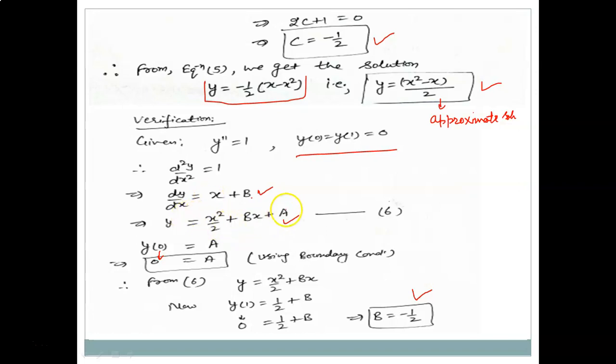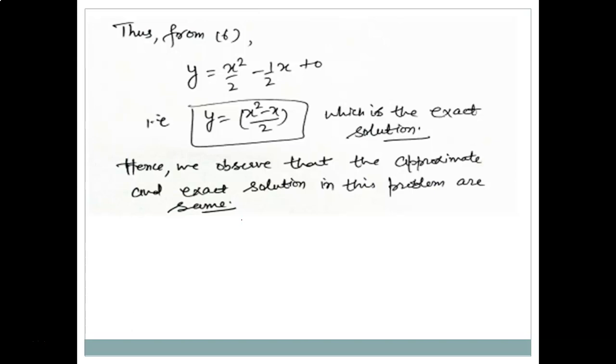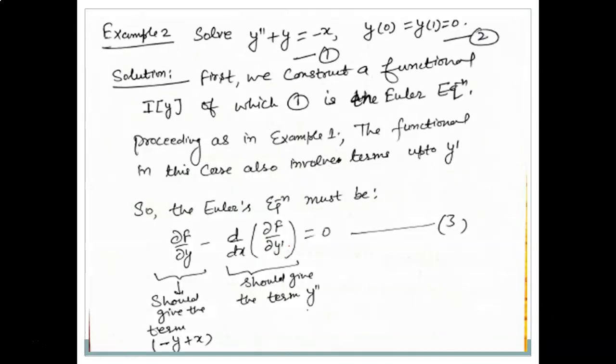When you substitute a as 0 and b as minus 1 by 2, you get the value of y equal to this, which is the exact solution. But here you can observe that in this particular problem, the approximate solution and the exact solution are the same. But it is not necessarily possible in all problems. So for example, you can see in the next one, here you have to solve this equation.